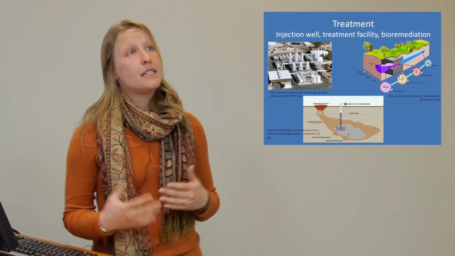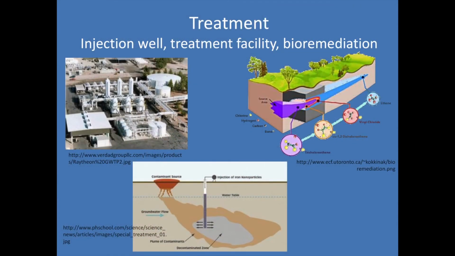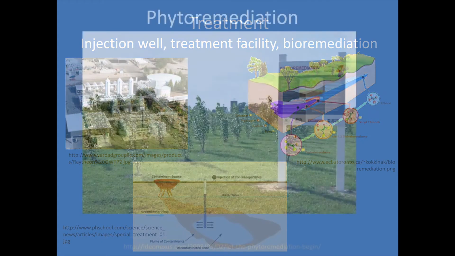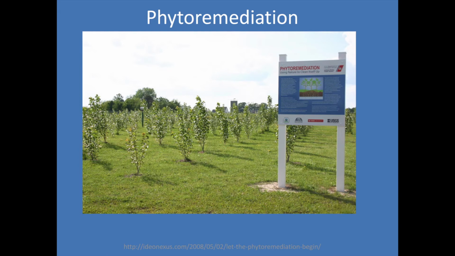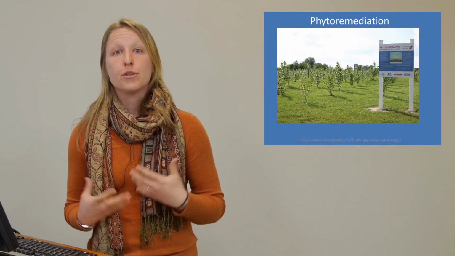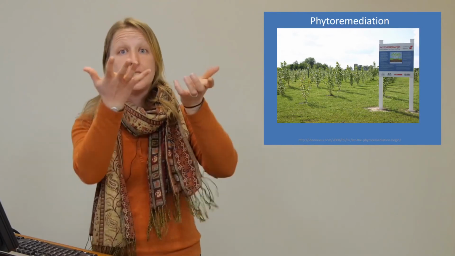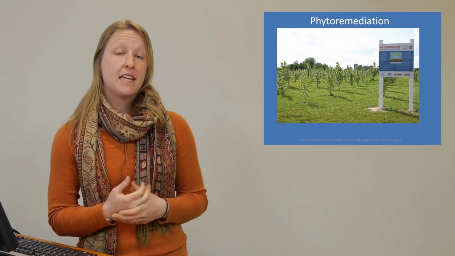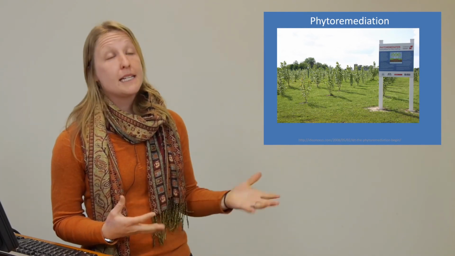In terms of treatment, there are several different options. You can inject a chemical into the subsurface to treat the plume in situ. You can have a surface treatment facility in which you treat water that's pumped out of the ground, or use bioremediation. One potential solution is phytoremediation. This has been used at the port site. In this case, you'd have trees or plants that are planted in order to extract contaminated water. At the end of their lifetime, they would typically be cut down and landfilled.